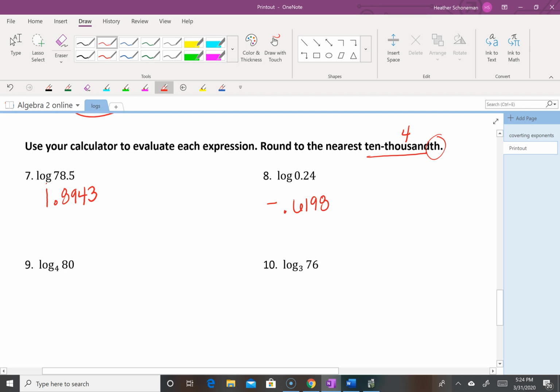Okay, well, what if it's not a base 10? What is it then? Well, it's given to you. So on number 9, it's a log base 4 of 80. Number 10, it's log base 3 of 76. So how would we put that into our calculator?